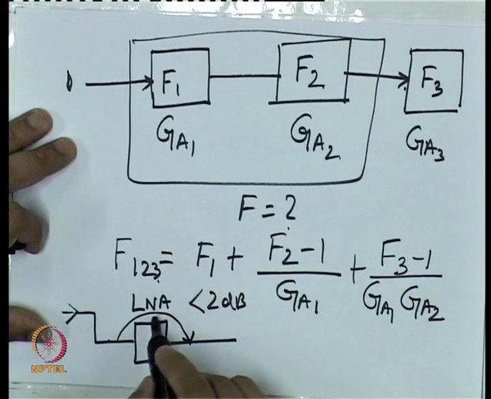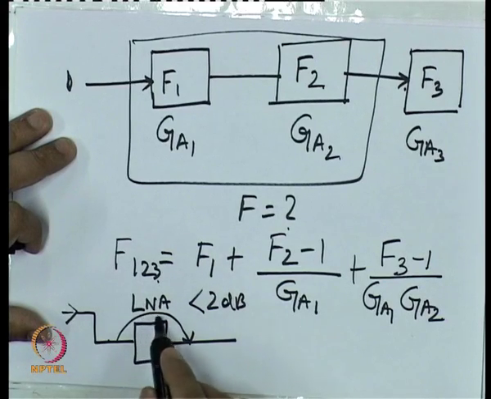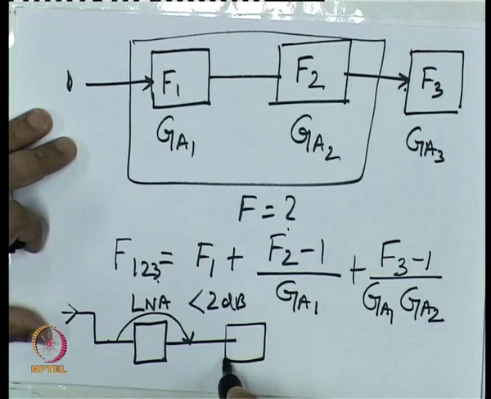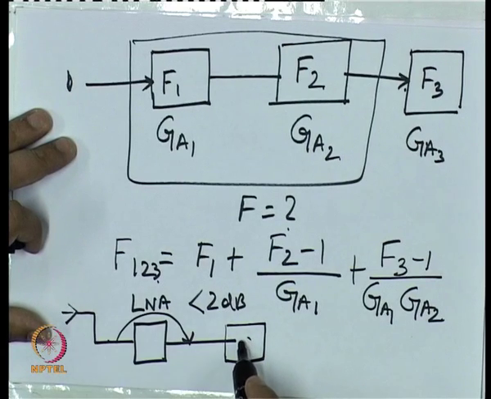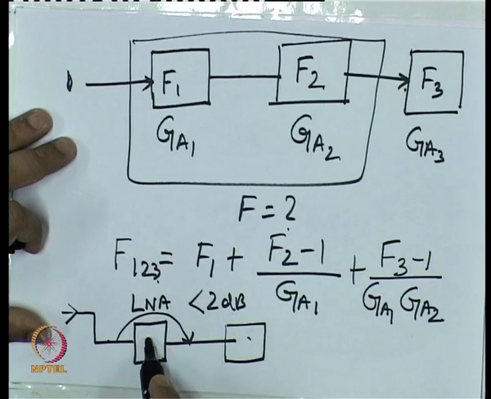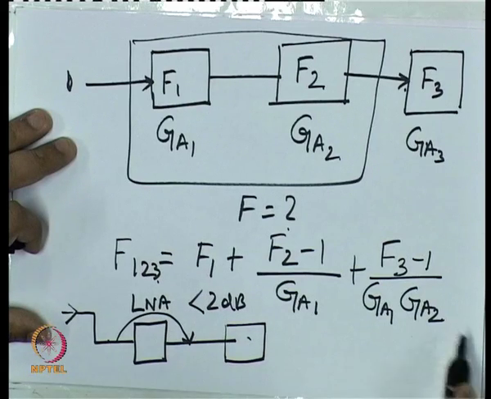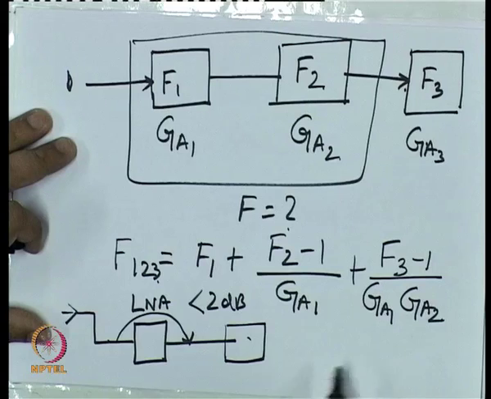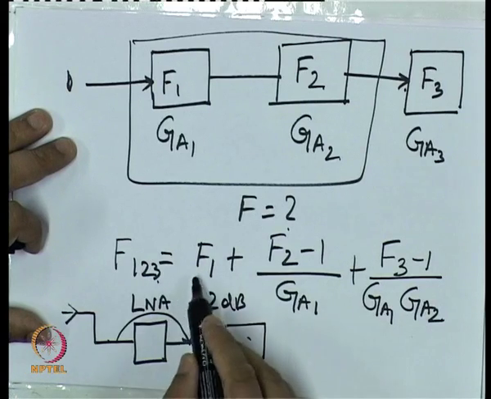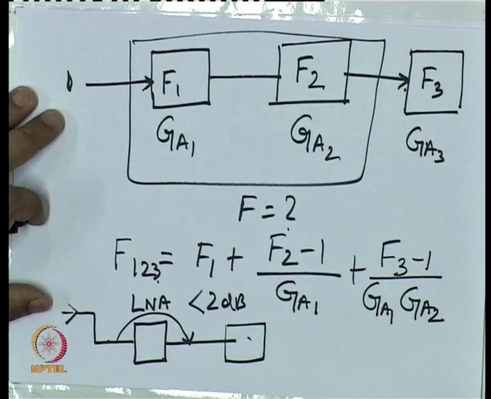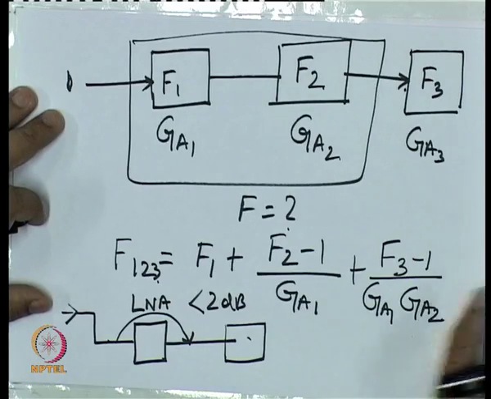And this LNA has to have a low noise figure because of this equation. It doesn't really matter what noise is contributed by the subsequent stages, as long as the noise contributed by the first stage, that is the LNA, is low, the overall noise figure of this chain of elements will also be low if the first element has a low noise figure. A special case of this is when we have a gain stage connected to an attenuator.